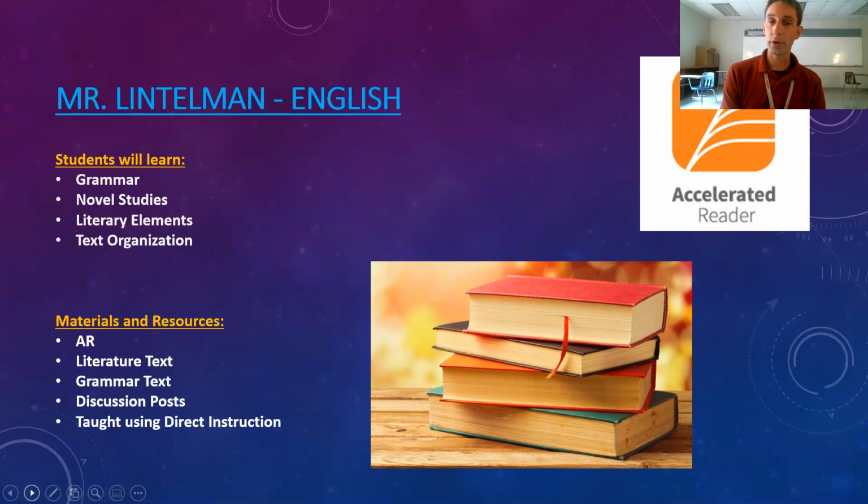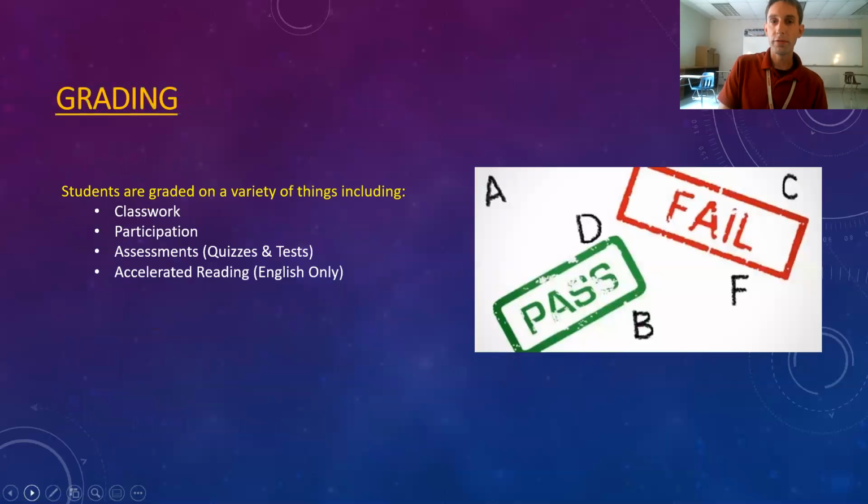The materials and resources that we're going to be using this year, big one, AR. AR is going to be a huge part of the ELA grade this year. Literature text, that's the textbook that you all got at the beginning of the school year. The grammar text that I already mentioned, discussion posts through Schoology, and also taught using direct instruction. And finally, the last thing that we're going to go through is grading. So when you show up on time and are here, how are you going to be graded? Students are graded on a variety of things, including classwork, participation, assessments, those are quizzes and tests, and of course, what I already mentioned, for English only, Accelerated Reader.